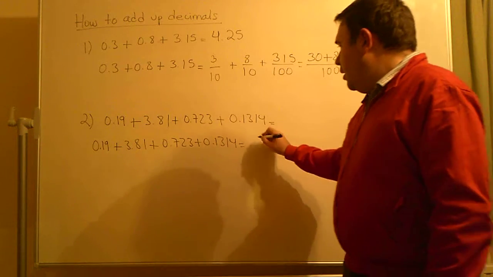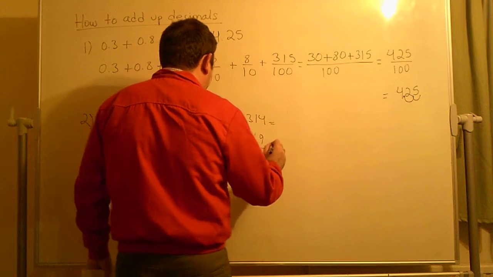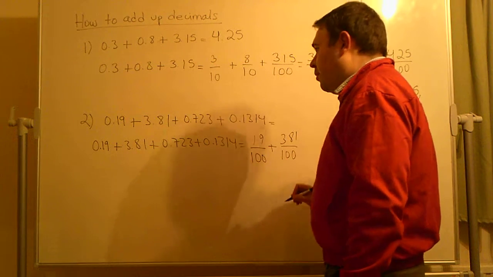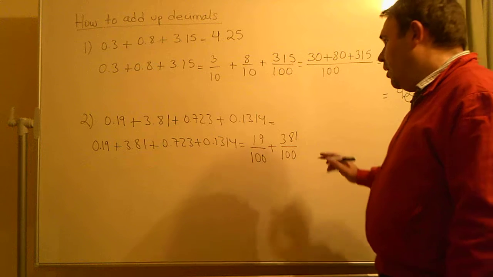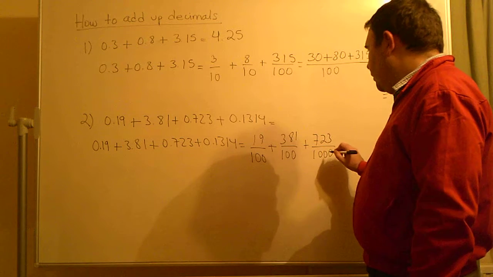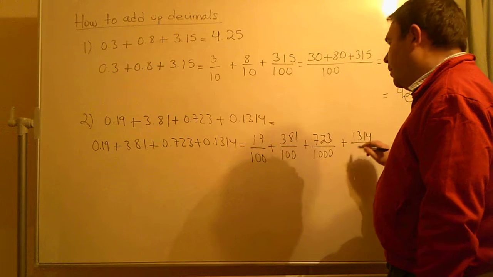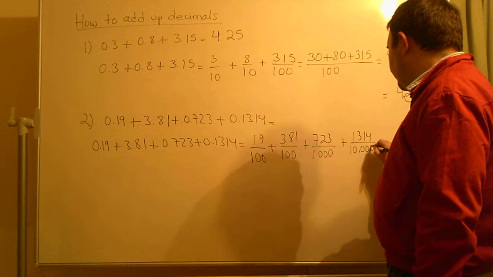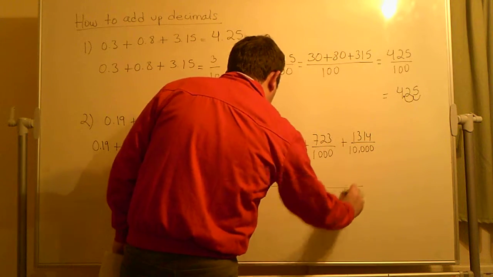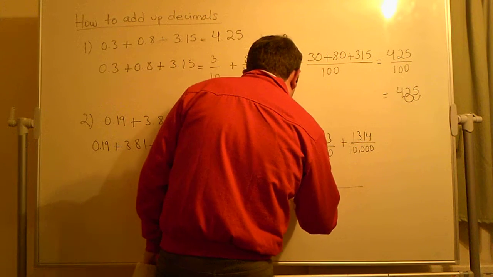So this would be 19 divided by 100 plus 381 divided by 100, yeah, plus 723 divided by 1000 plus 1314 divided by 10,000. So which one is the least common multiple? The least common multiple in this case would be 10,000.